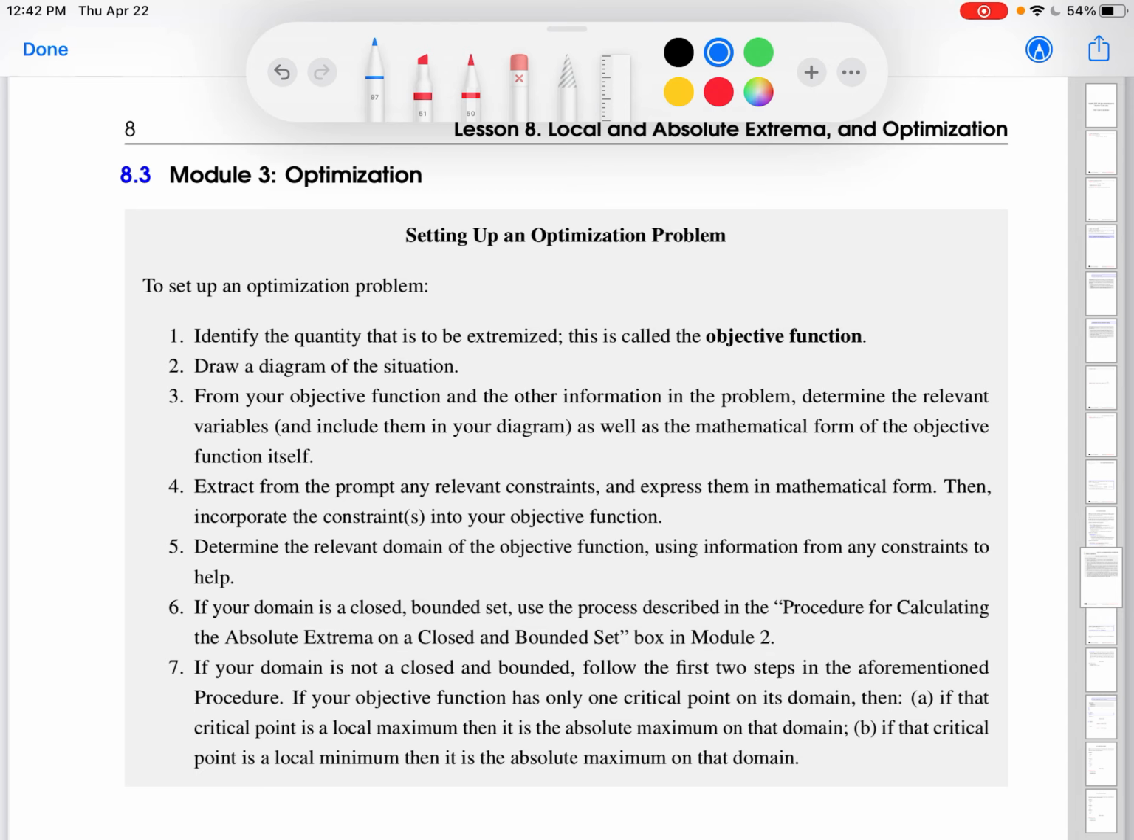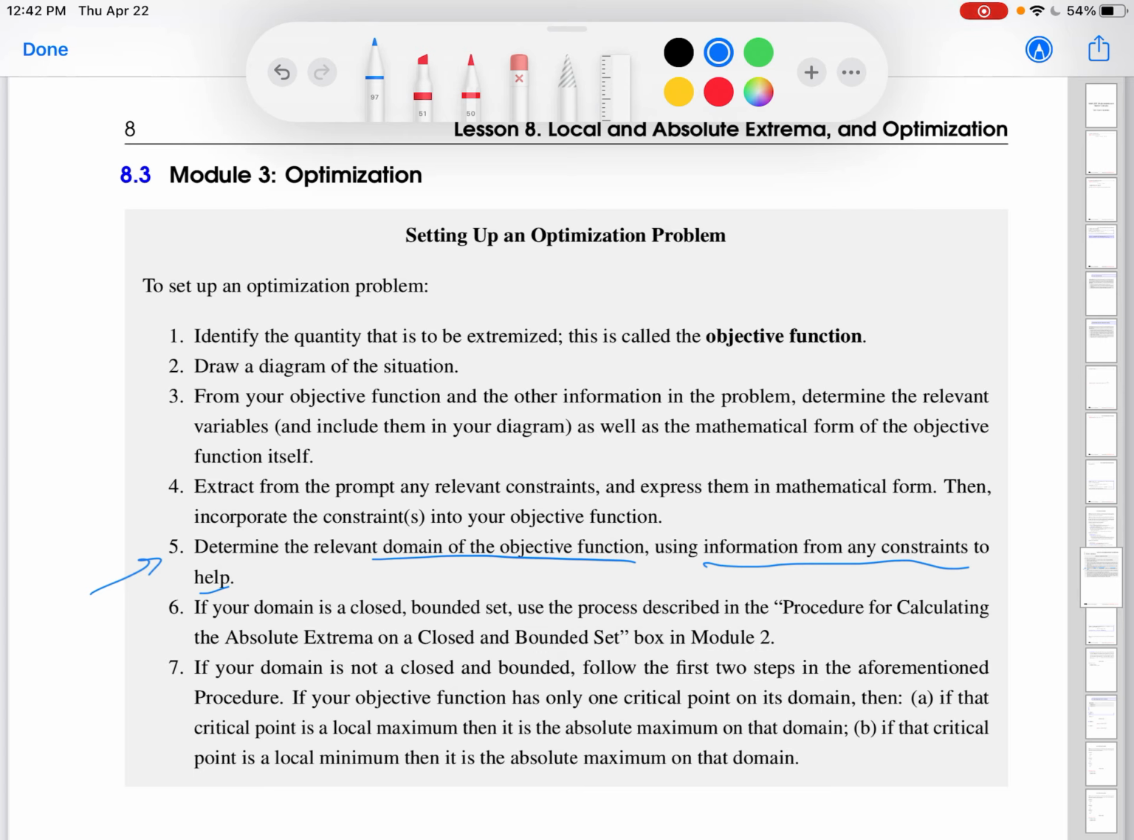Number 5, determine the relevant domain of the objective function using everything you can. So if we're talking volume, then use your intuition that volume has to be a non-negative quantity, positive or 0. And really, even beyond that, think of 0 volume means that you have no volume. So if you're talking about creating a box that has a certain number of dimensions, actually 0 should not be part of your domain or it should not be a possibility for the box because there would be no box.